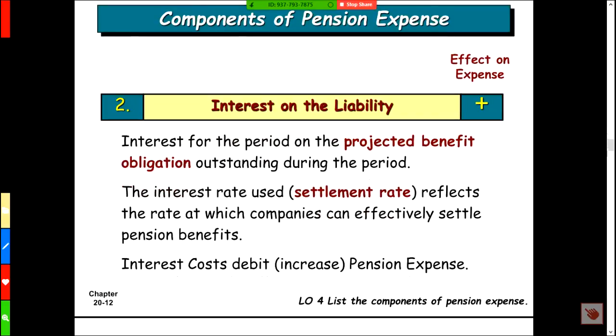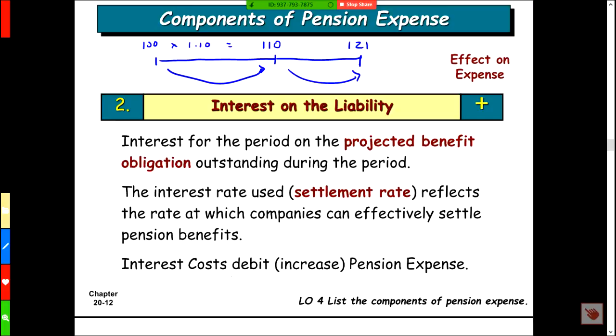So that's service. Interest on the liability. Before we look at the definition, let's just point out something. If you have an amount here of 100 and it grows to 110, it just got bigger because time passed. Then it would grow to 121 and so on. So the actuary projects all the future cash flows way down the road.